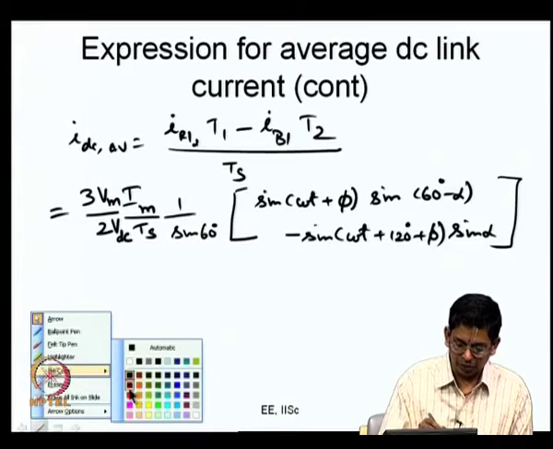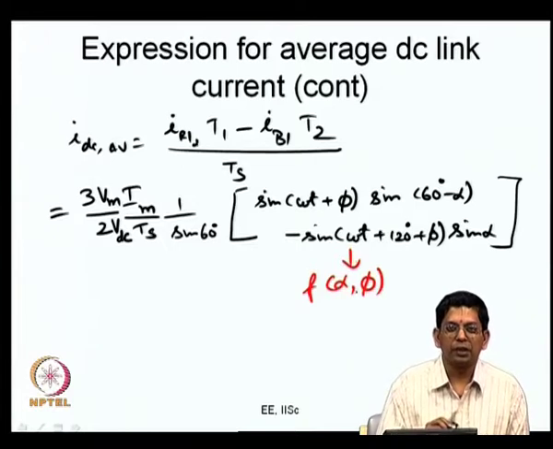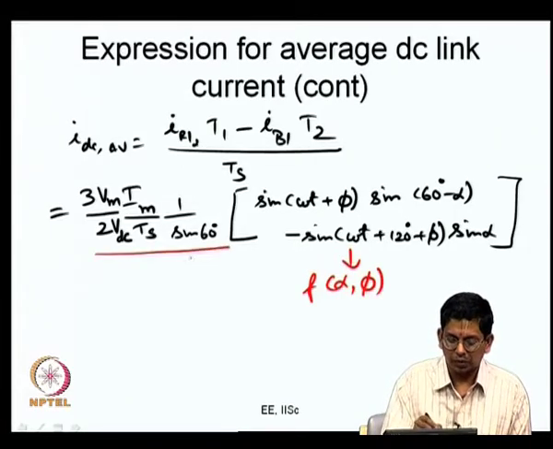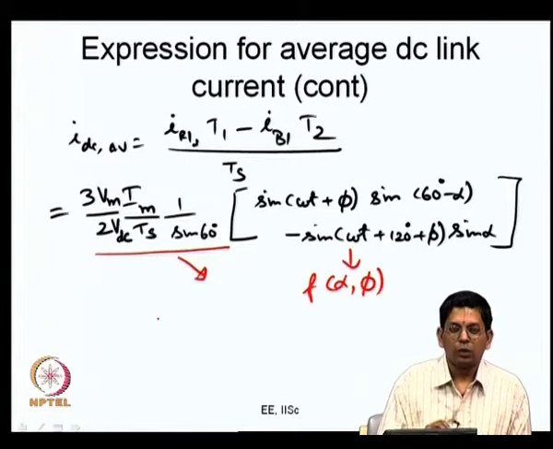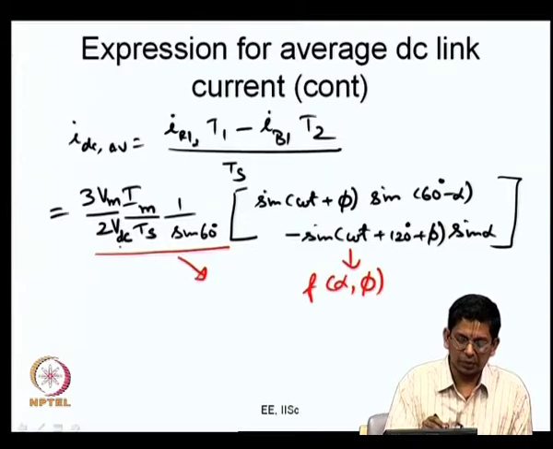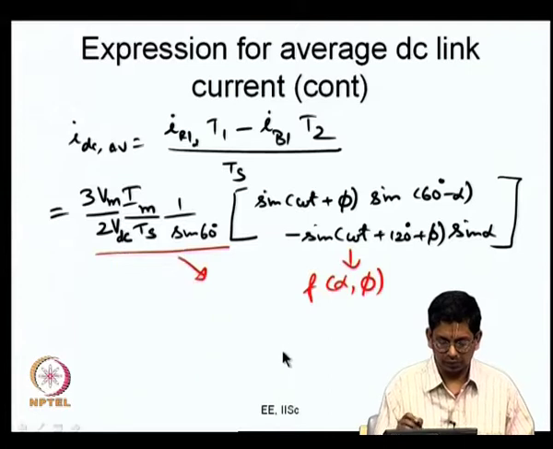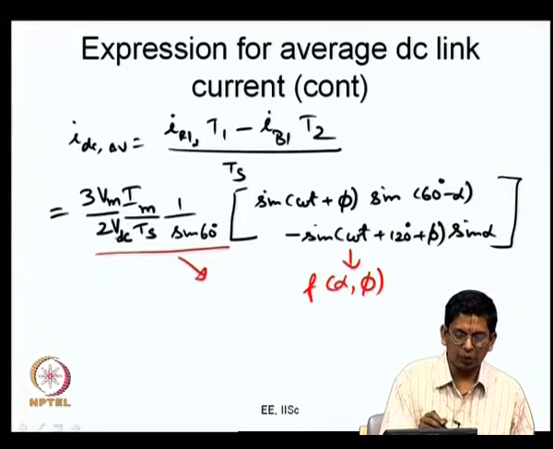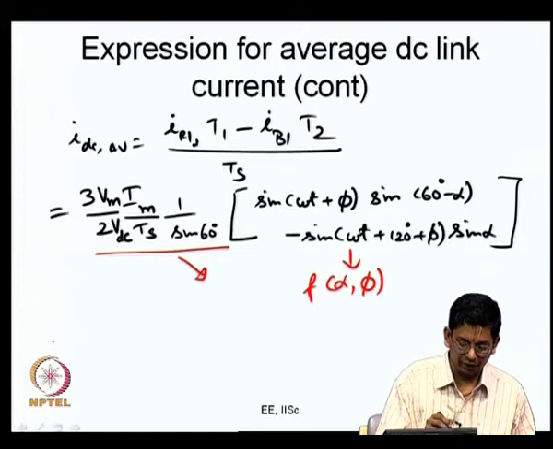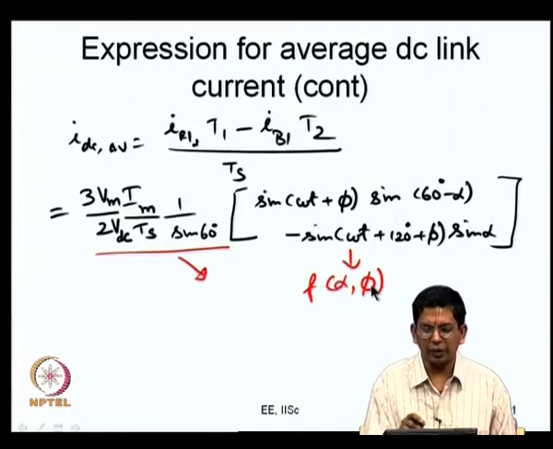You are going to get an expression in terms of alpha and phi. This part is going to be a function of alpha and phi. So, you can see that your IDC depends on various parameters. One is the DC voltage, and then there is the modulation index V m, and then the peak value of current and the power factor angle, and so on and so forth. So, you can deduce this expression.